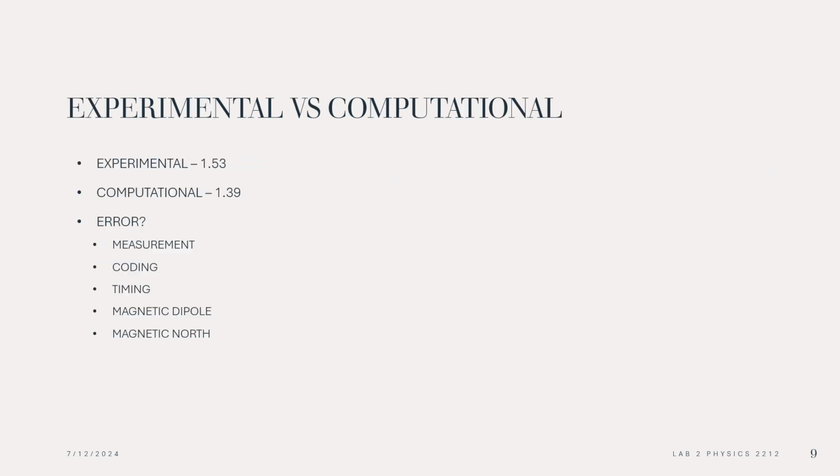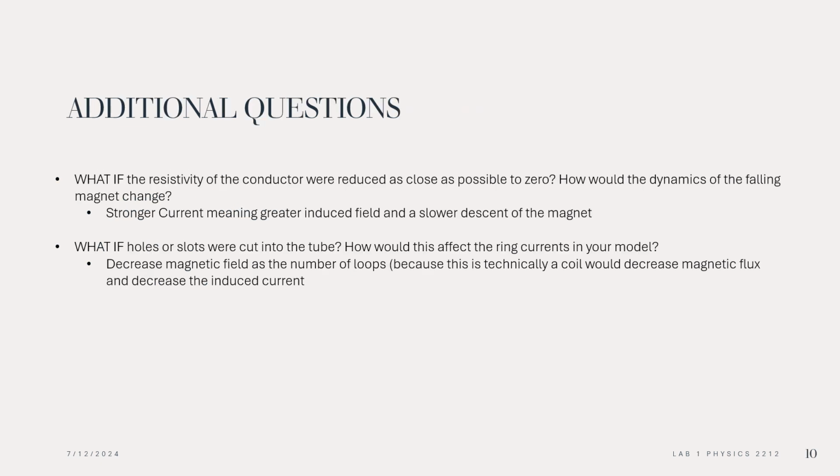Moving on to experimental versus computational. Our experimental time was bigger, and the computational time was smaller. Error could have come from measurements, coding, timing, the magnetic dipole, and magnetic north not being correct. For the additional question: a stronger current means a greater induced field and a slower descent of the magnet. That's why the resistivity of the conductor is taken away. You have a stronger current, and then it does all those other things. And if there are slots, you decrease the number of loops, which decreases the magnetic flux and decreases the current.